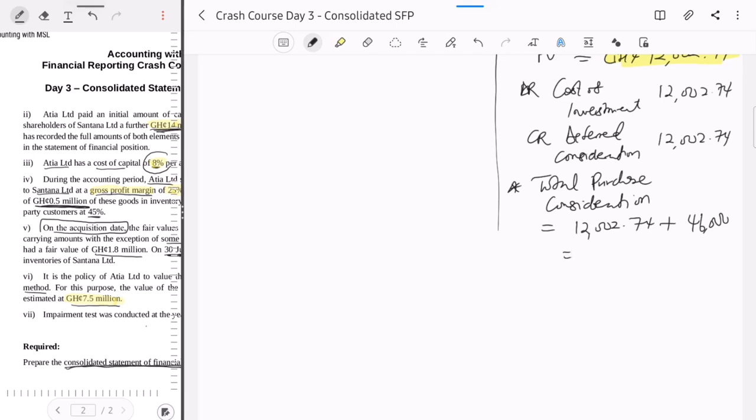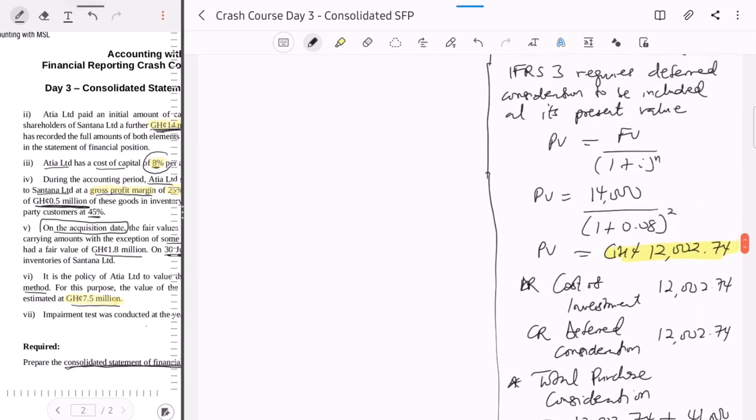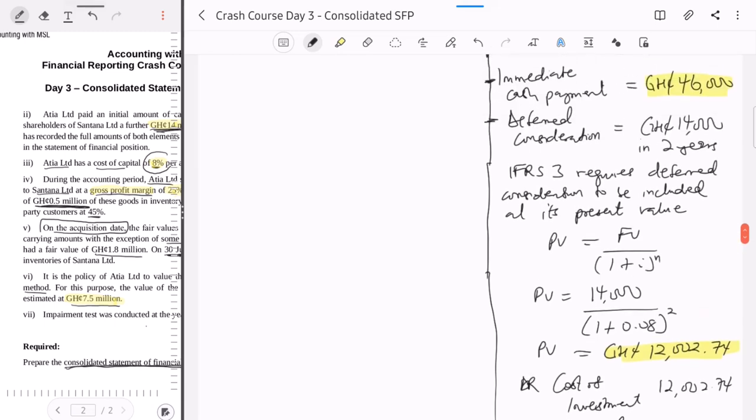My calculator, give me a second. Plus 46,000. That gives me what? 58,002.74. So this is my total purchase consideration that I'll use to do my goodwill. So that deals with what? The purchase consideration element. But what most students don't know is that anytime you discount something to present value, you need to unwind every year. It's called unwinding interest. Why do we do this? It is to account for what?